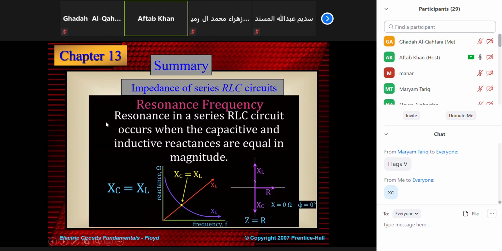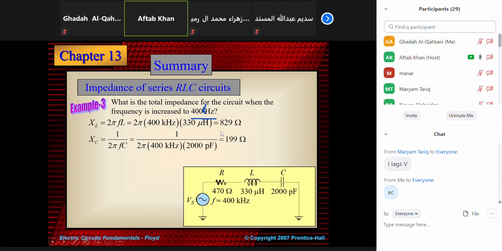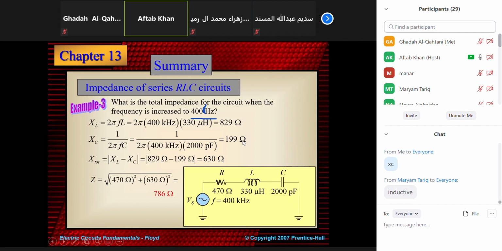Now another example, girls, we increase the frequency to 400 kilohertz. It is shown here. Earlier it was 100, and we increase the frequency. Let's see now what is happening. What are the XL and XC values? When you see here, XL is now greater than XC. It means the circuit is going to behave like an inductive circuit, and the Z is 786 here. Yes, it is inductive.